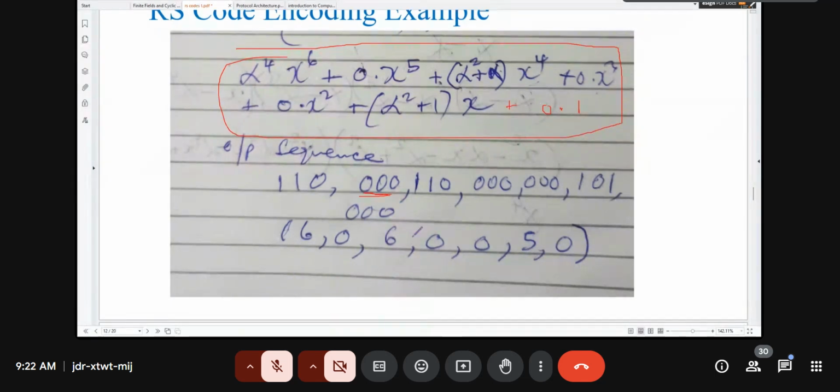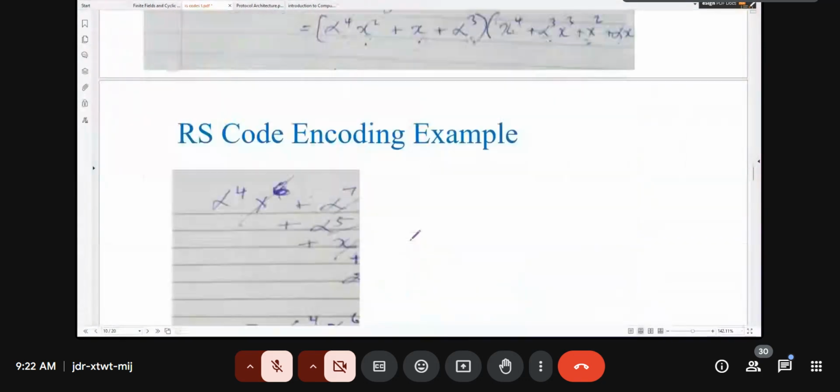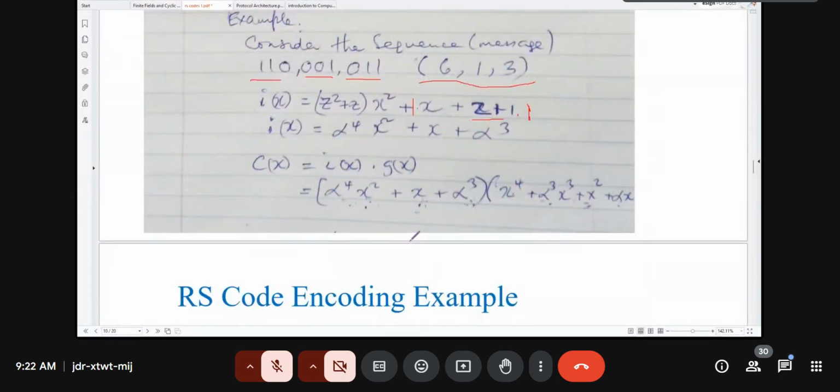So with that said, if you don't have any problem with the little we have covered about RS codes, I think the best way to cover this is maybe to do more examples, which we can do later.